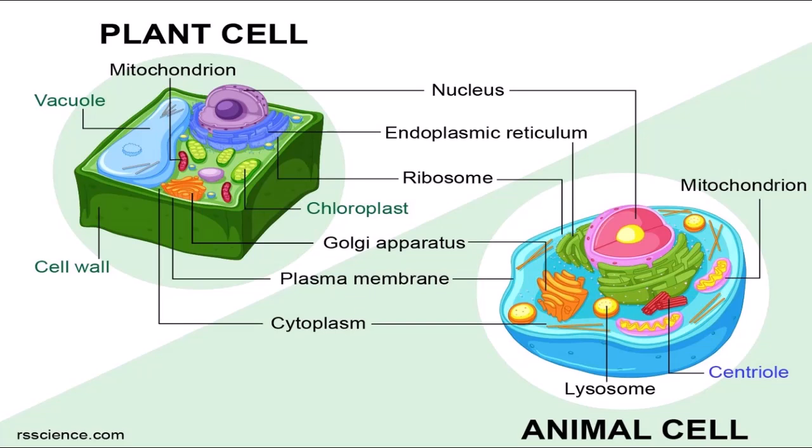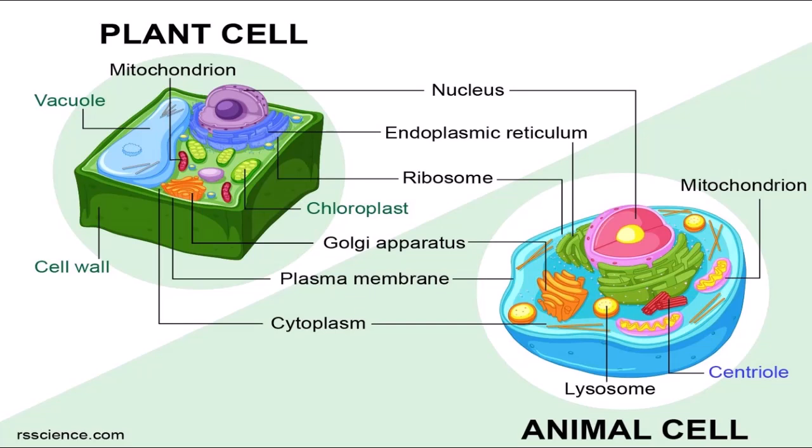Next is lysosomes. It is an organelle which contains digestive enzymes, and lysosomes act as the waste disposal system of the cell by digesting used material in the cytoplasm. Lysosomes are present but very rare in the case of plant cell, whereas they are present in animal cell.